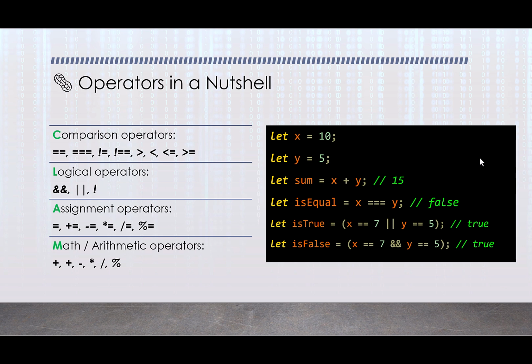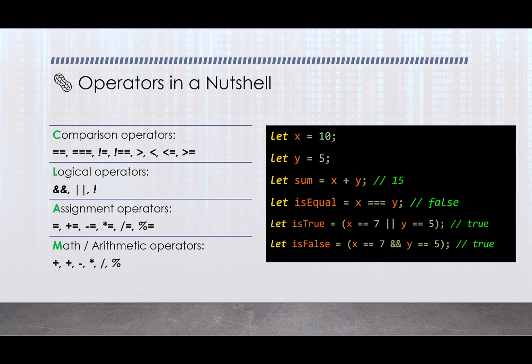Let's look at the third line over there that says let sum equal x plus y. Again, this is still an assignment operation. We're saying let sum be a variable, set its value to be whatever x plus y is. So sum has a value of 15. Look at the next one there.